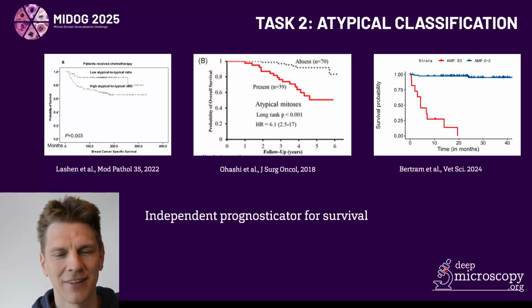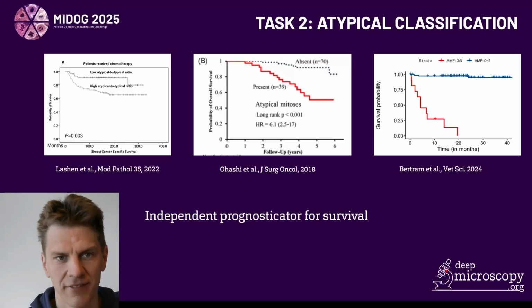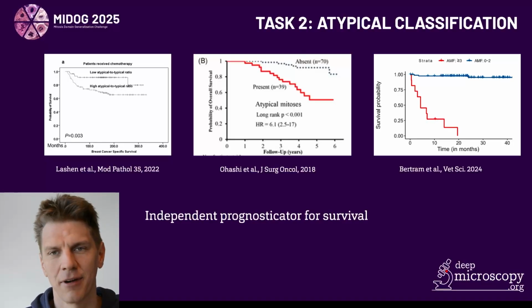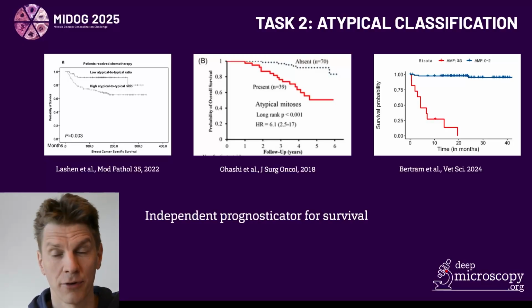And as you can see in those Kaplan-Meier curves, basically we have a strong prognostic relevance in the overall survival of patients. So the amount and presence of atypical mitotic figures is a prognosticator, and it has actually also been shown to be an independent prognosticator for survival.